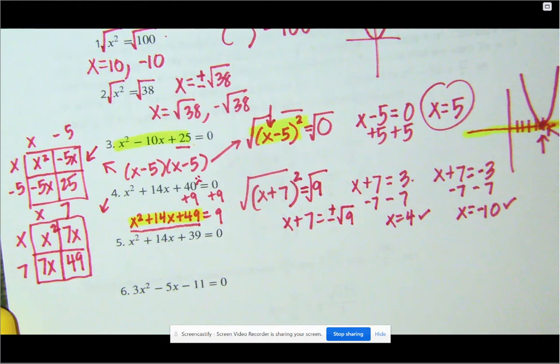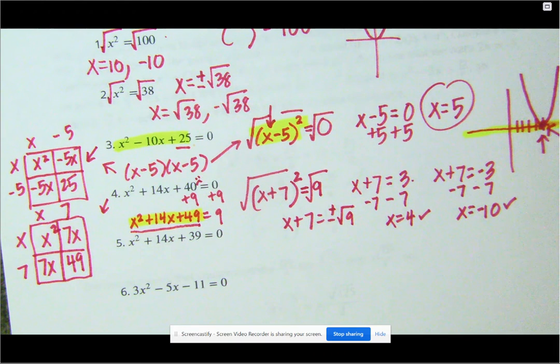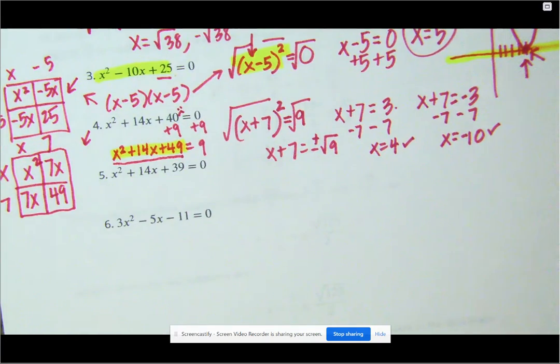Okay? Now, instead of doing completing the square again, I want to make sure that I model doing the quadratic formula. By the way, you can do the quadratic formula on 3 and 4 if you want. You're welcome to. Okay? It seems like it's easier, but a lot of students make tiny errors. So if you're going to use it, pay attention to detail. So for 5 and 6, I'm going to do the quadratic formula.